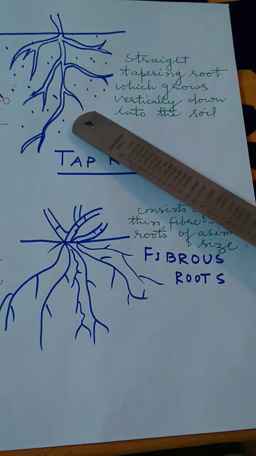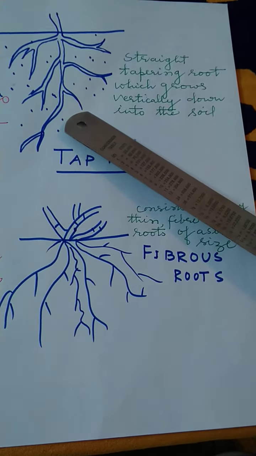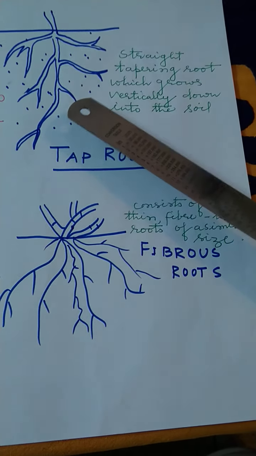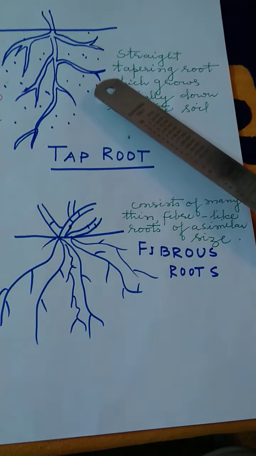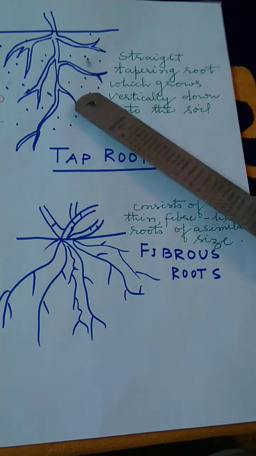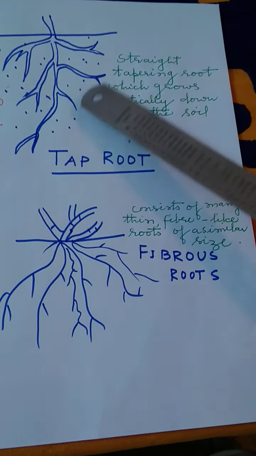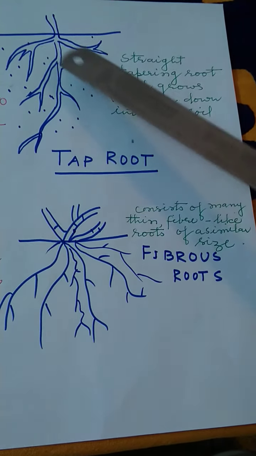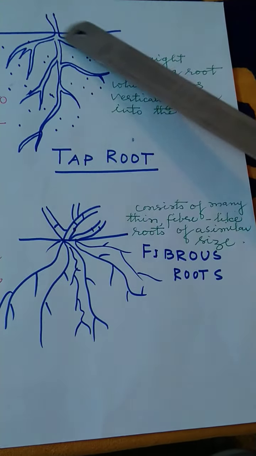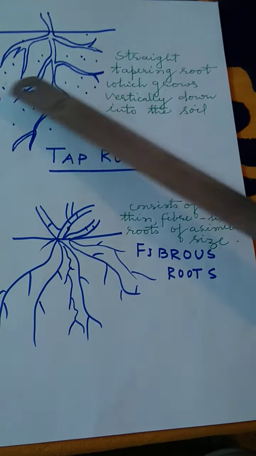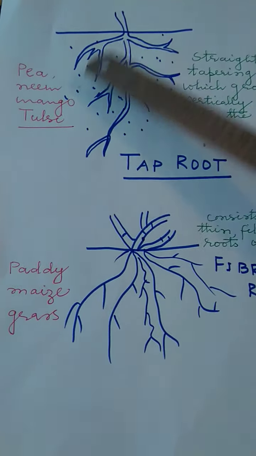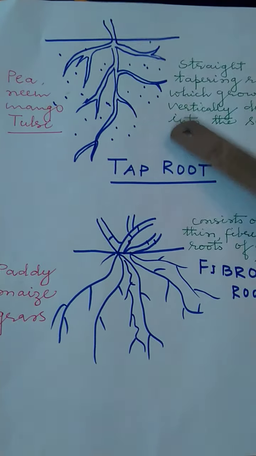At that time, we came to know that dicotyledons have two cotyledons inside the seed, but now I want to inform you that all the dicotyledon plants have tap roots only. So pea, neem, mango, tulsi, all are dicotyledons too.